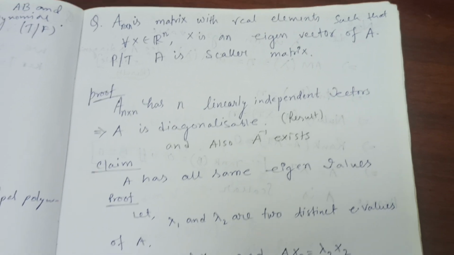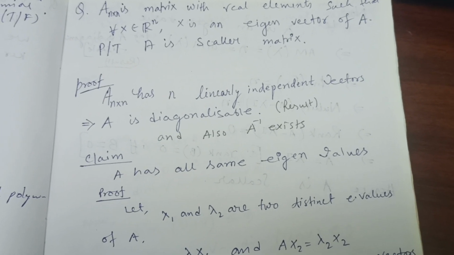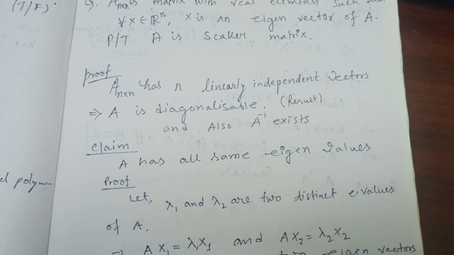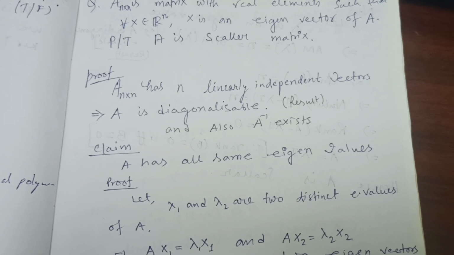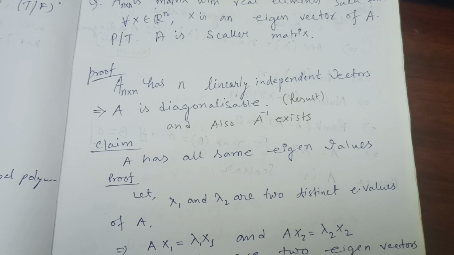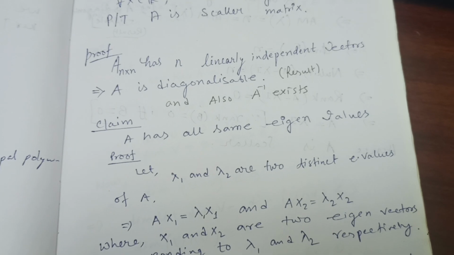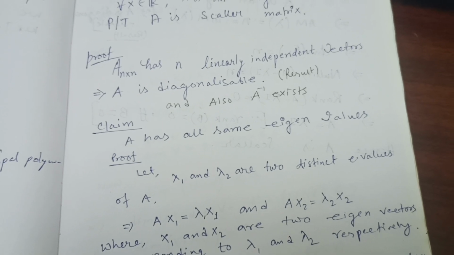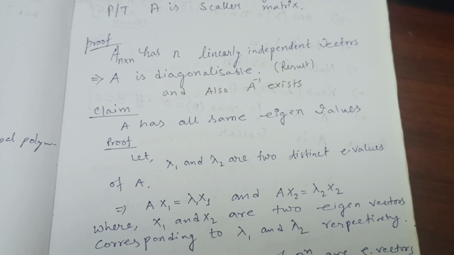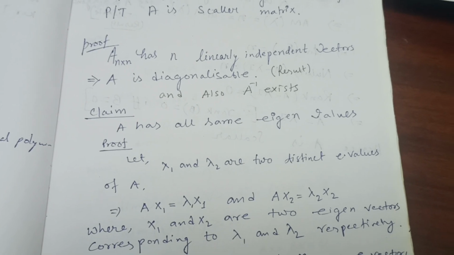Now my claim is that A has all the same eigenvalues. So to prove it, we will assume the contrary. I'll assume that, let's say, lambda 1 and lambda 2 are two distinct eigenvalues of A. This implies A x1 equals lambda 1 x1 and A x2 equals lambda 2 x2, where x1 and x2 are eigenvectors of lambda 1 and lambda 2 correspondingly.